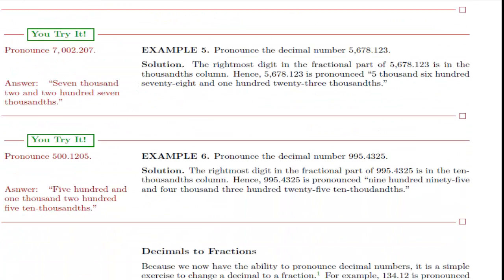Example 6. Pronounce the decimal number. Solution. The rightmost digit in the fractional part of the decimal number is in the 10,000ths column. Hence, the decimal number is pronounced 995 and 4,325 10,000ths.